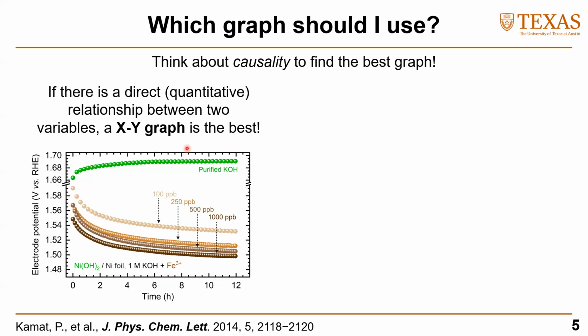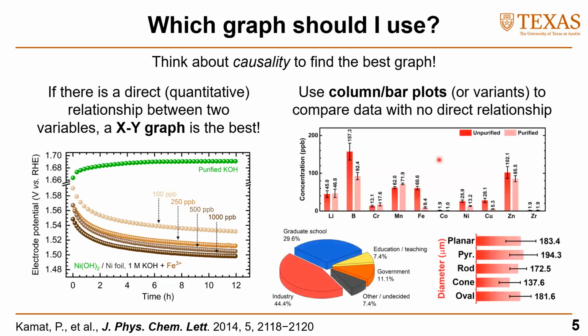So this is a way to determine if this is the best one. Now, when we have other kinds of relationships, where there's no direct relationship between these different groups, we're just showing a value, a certain threshold or something, it's better to use a column or bar plot.